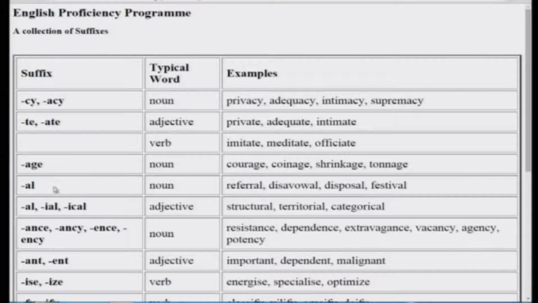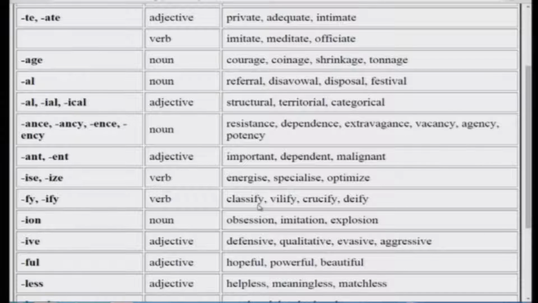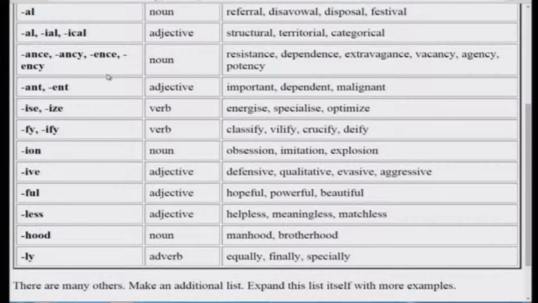AL joining typically gives rise to noun or adjective. Examples of AL giving noun are referral, avowal, disavowal, disposal, festival, and so on. The resulting word may be adjective in other cases, like structural, territorial, categorical. So, there AL may come simply as AL or EL or UAL. Category, categorical.